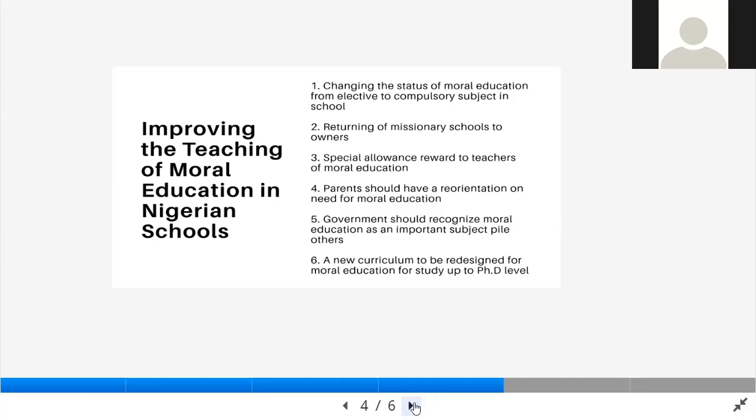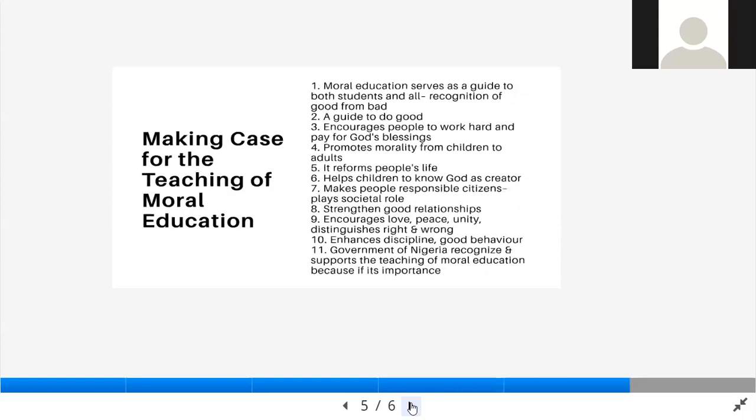Now, we want to look at the other points, how we can make points for teaching of moral education in school. So, I want to see how we can make a case for it.